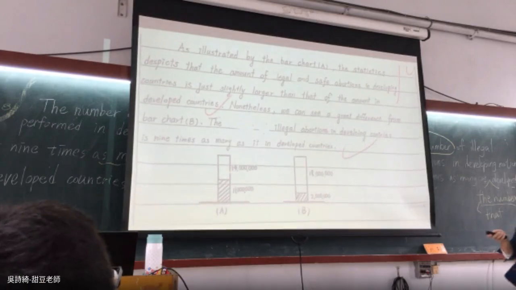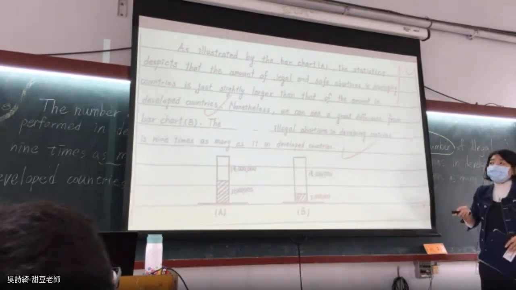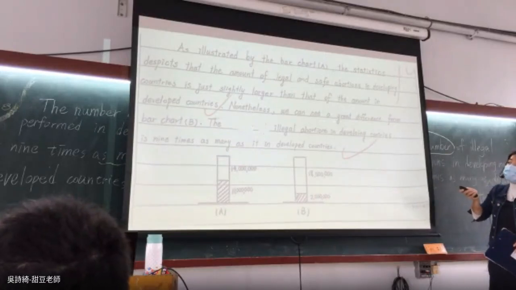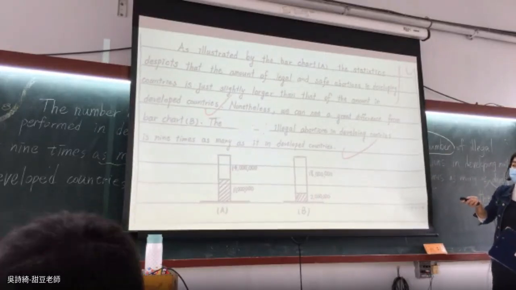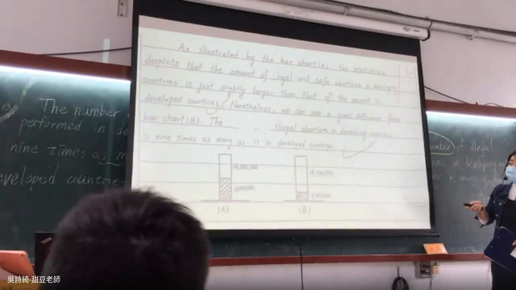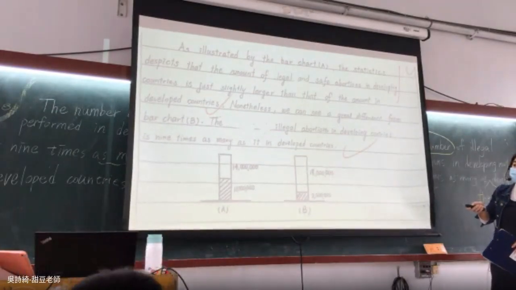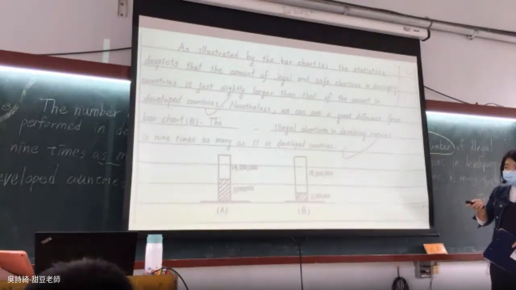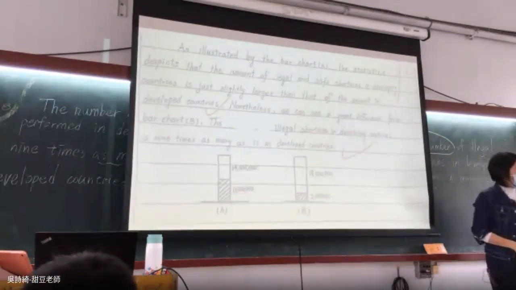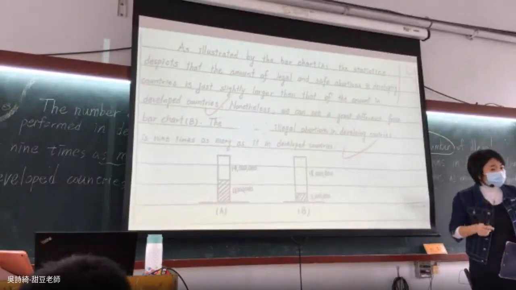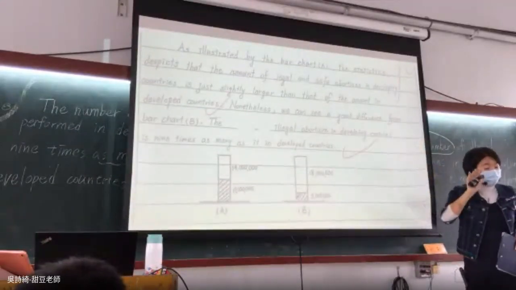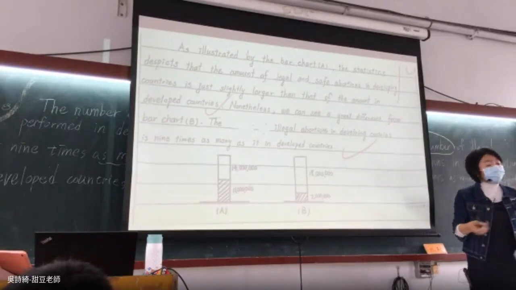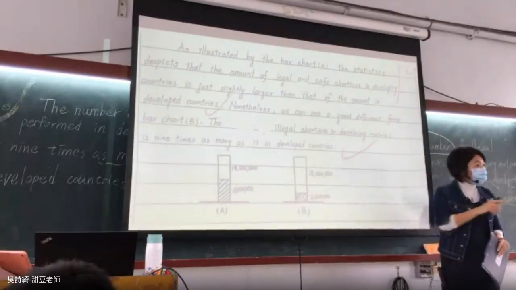He was talking about this. This one is just slightly higher. Nonetheless, however, we can see a great difference from the bar B. The illegal abortions in the developing countries is 9 times as many as that. It should be that in developed countries. Even though there are minor mistakes, the whole thing can be seen as a rather complete passage to talk about the differences of the two.